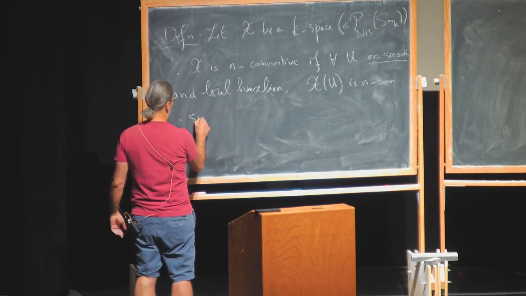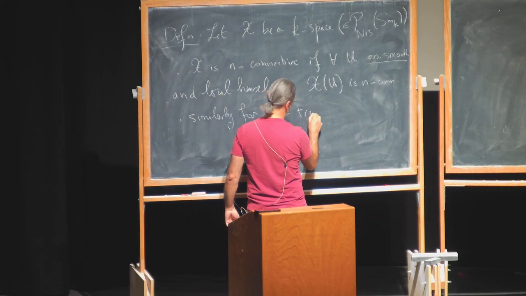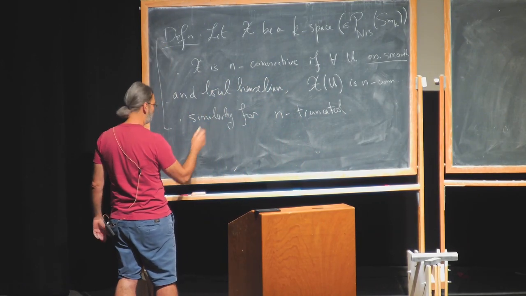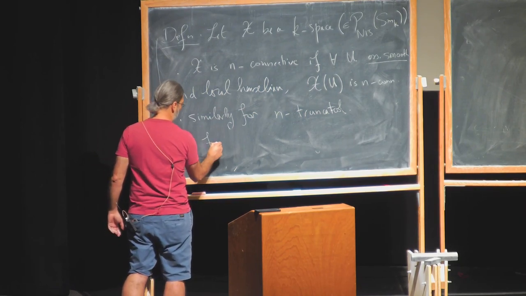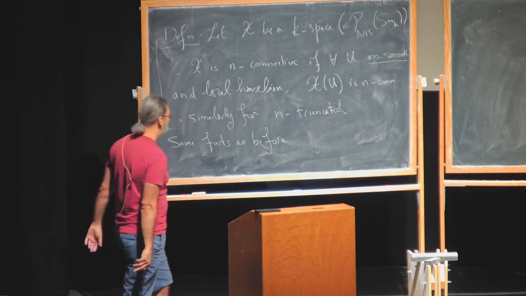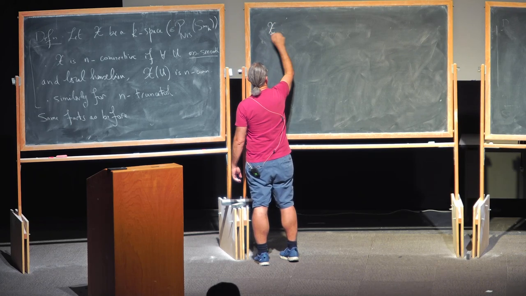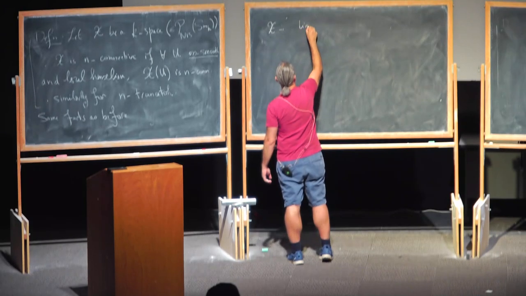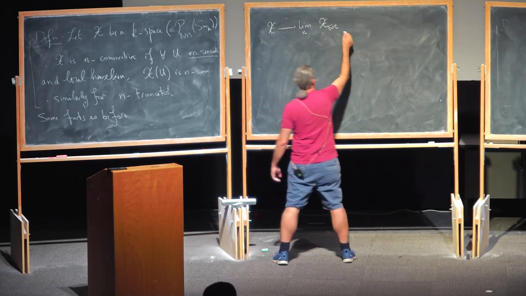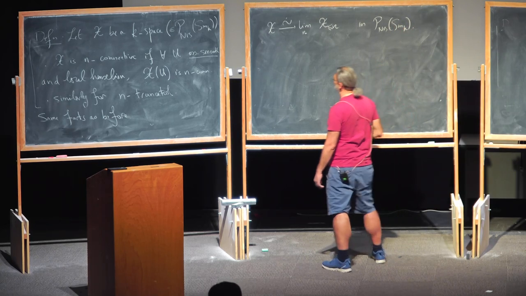And similarly for n-truncated. And so we have the same fact as before. Whenever we have a K-space, we can look at its nth truncation, and there is a Postnikov tower. What is maybe worth mentioning here is the following thing. If I look at the Postnikov tower of X, and I form the limit of the truncations, and I look at the natural map from X to the limit, this is going to be an equivalence. Okay, so that's good to keep in mind.